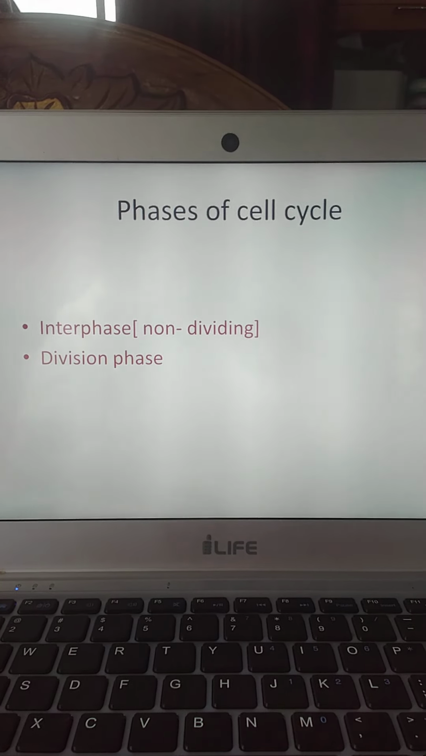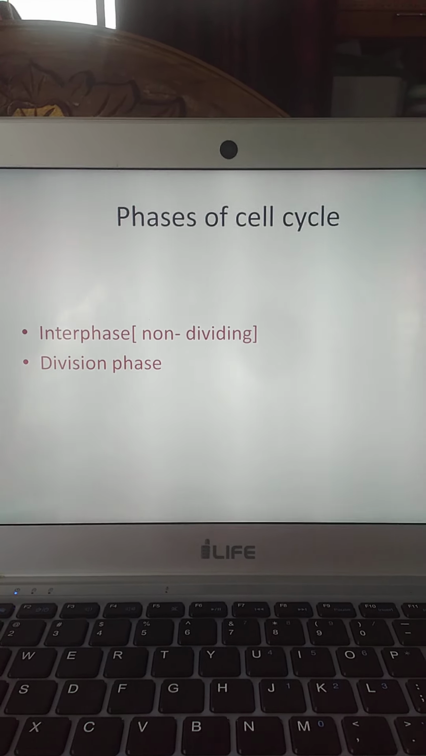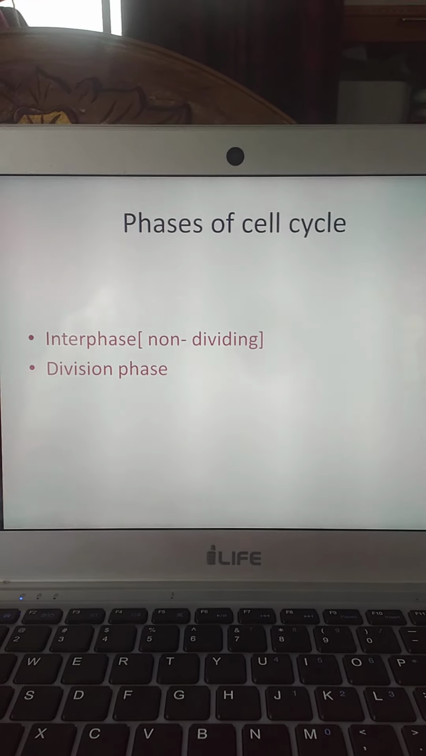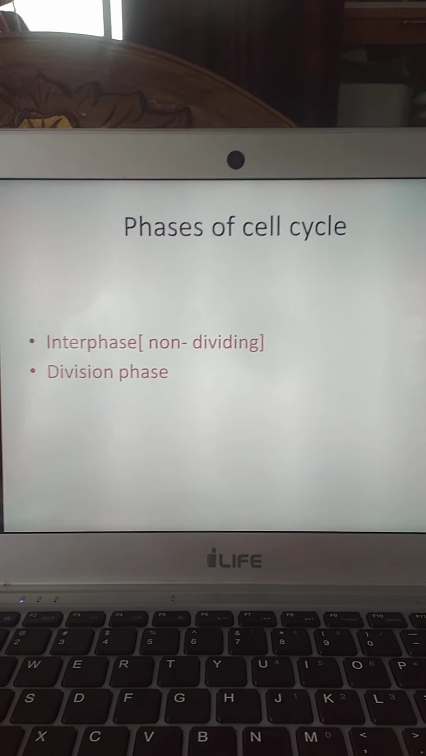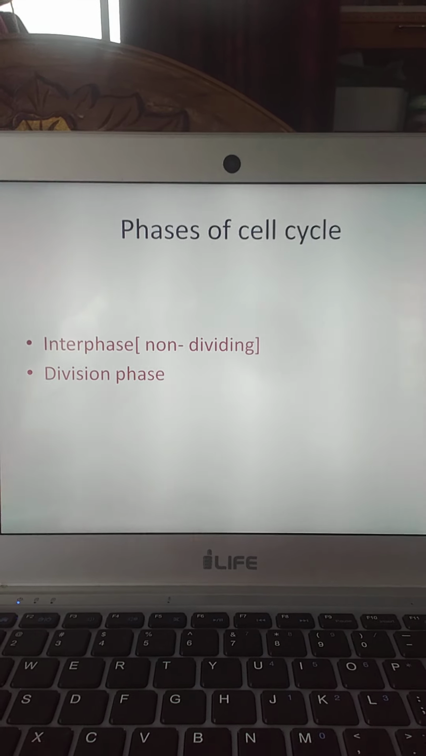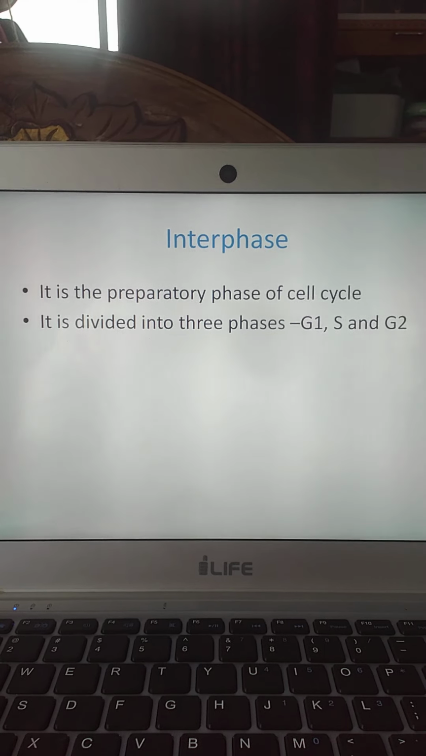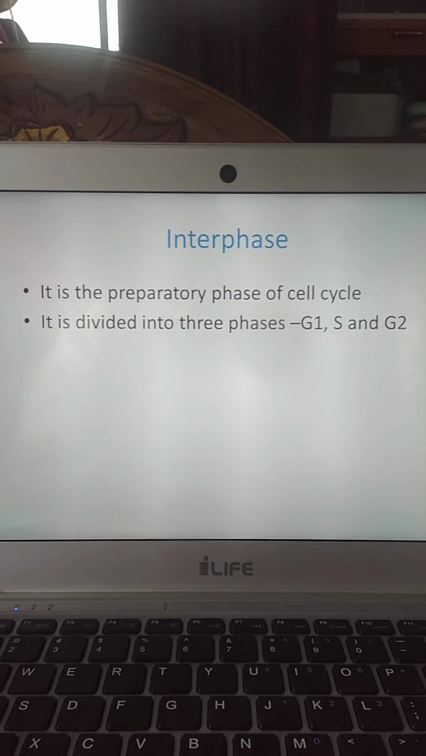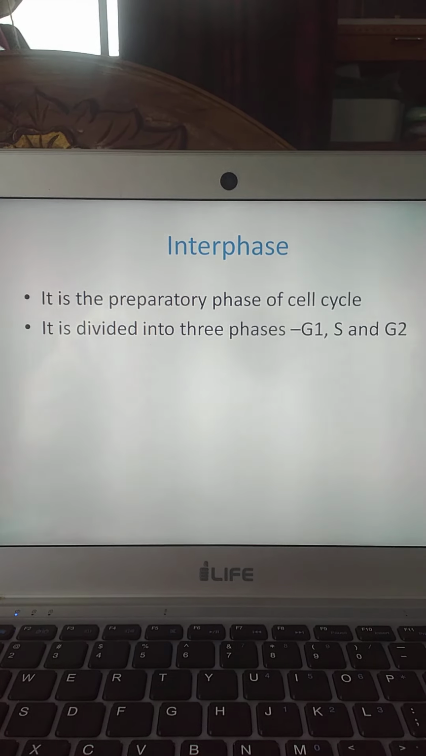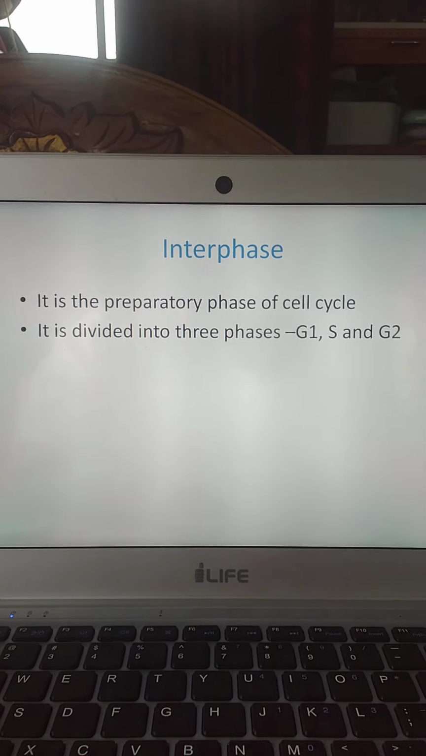Now we will see the phases of the cell cycle. As I told you, there are two phases: interphase, that is the non-dividing phase, and the division phase. This is about the phases of the cell cycle. Now we will see interphase. Interphase is the preparatory phase of the cell cycle, and as I told you earlier, it is divided into three phases: G1, S and G2.